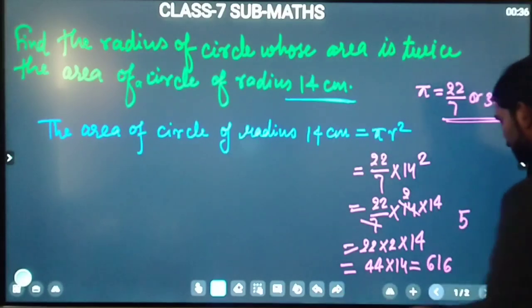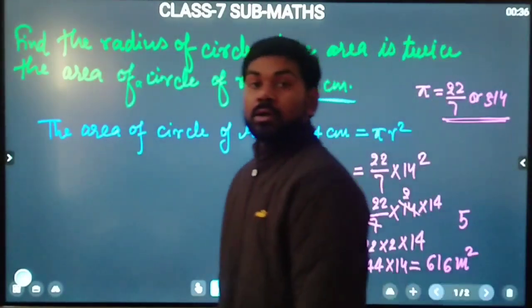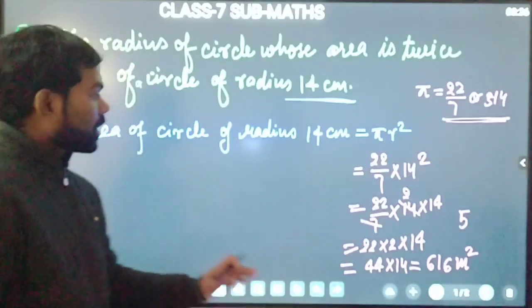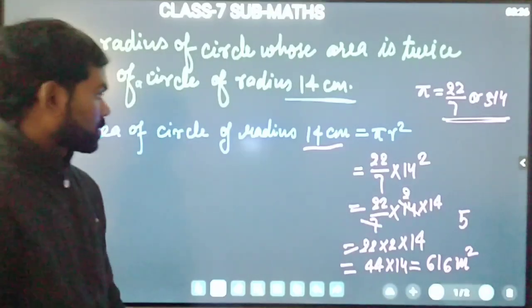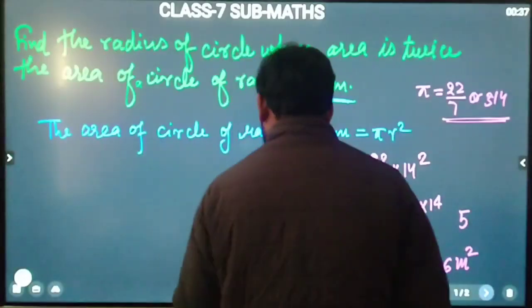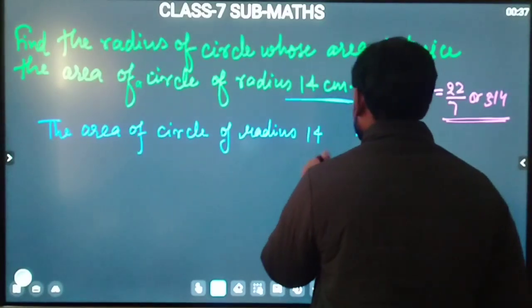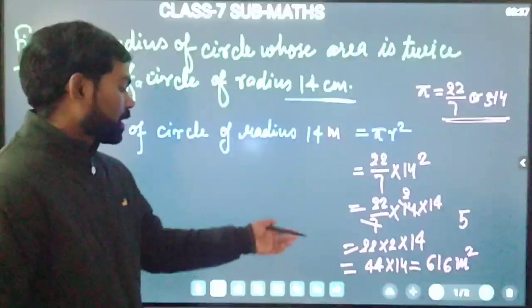Sorry, meter square. This 616 represents the area of the circle whose radius is 14 meter, not centimeter, that is meter. So this is the area.